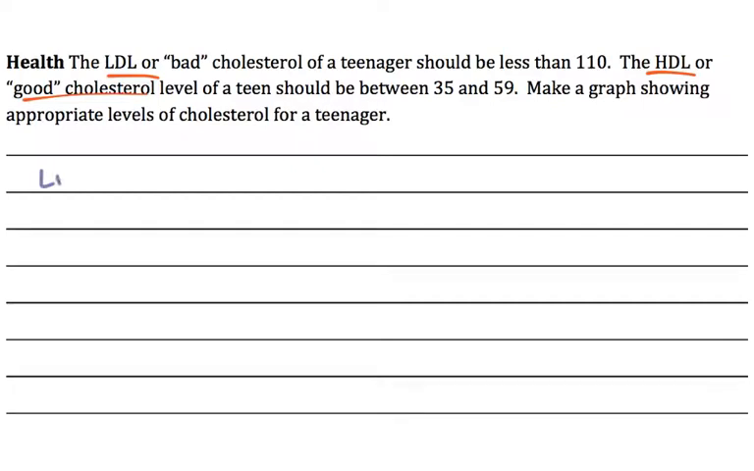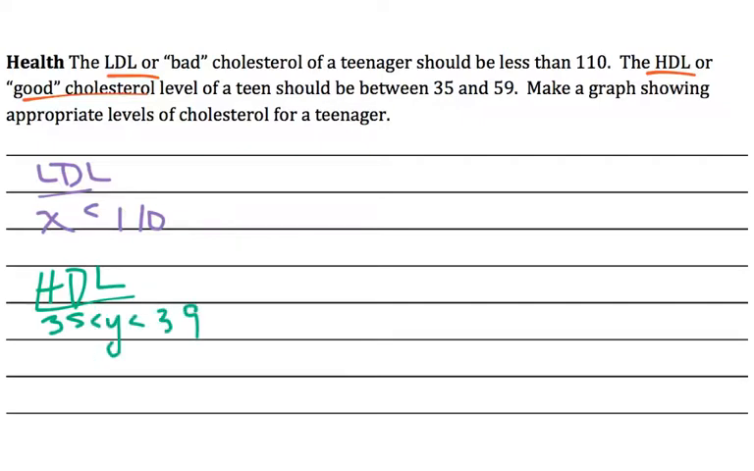So let's label LDL. That's LDL. I'm sorry about the handwriting there. And that should be less than 110. And this time I'll jump right into the variables. Well, the good cholesterol, HDL, should be between 35 and 59. So let's say y is less than 59. And if I want to show this intersection where we'd have a healthy balance, let's see what this would look like.